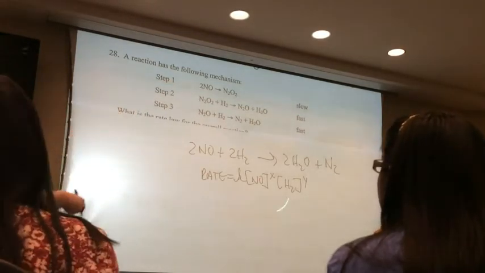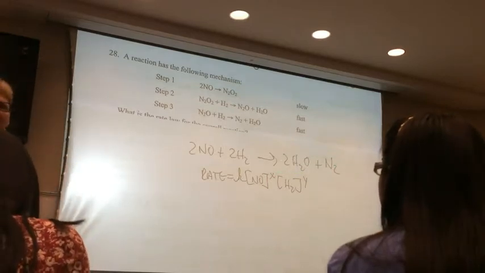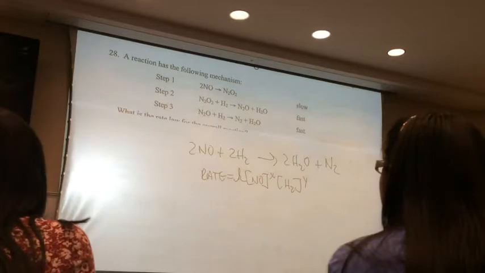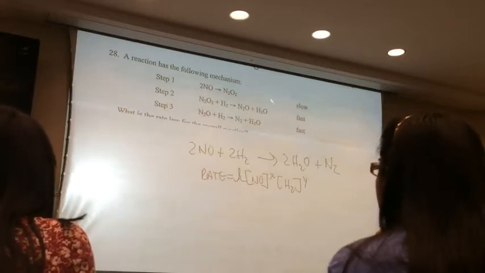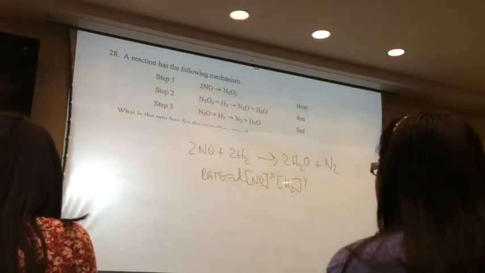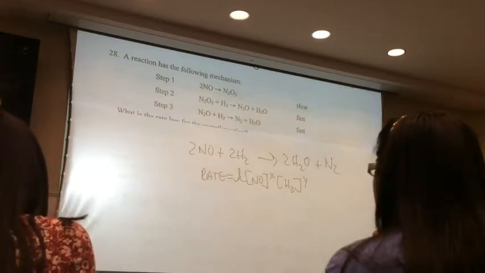Without the mechanism, you don't know that. See, that's the problem. If you're just given the overall reaction, we don't know that hydrogen, H2, isn't part of the rate determining step. Once you see the details of the mechanism, we know that H2 doesn't have to do with the slow step. It's one of the fast steps.